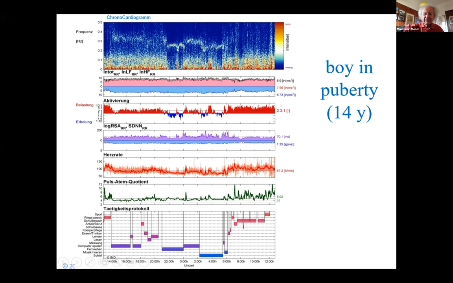And you see here that now the rhythm gets disturbed and he has sympathetic drive, which he shouldn't have during the night. And in the morning, the 3 hours that he uses for sleeping are not very good sleep. And also the recreation of this boy is not very good.